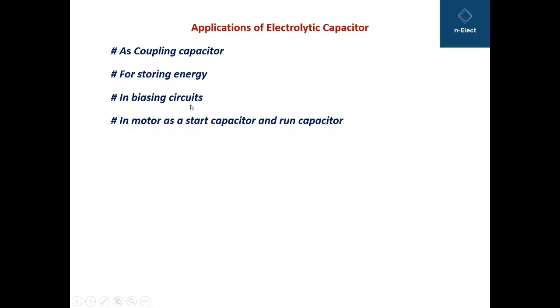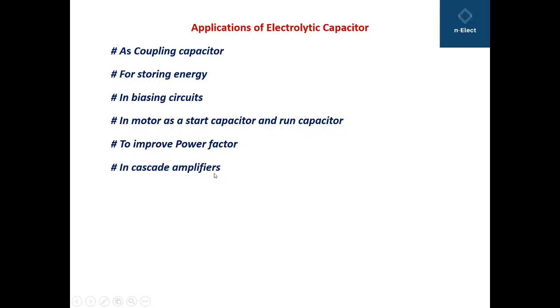As for the applications of electrolytic capacitors, they are used as coupling capacitors to couple the different stages of an amplifier. Then for storing energy, which is the basic purpose of a capacitor. Then in biasing circuits also it is used. In motors as a start capacitor and run capacitor, because it is basically an energy storer. It is also used to improve the power factor, that is, reduce losses.